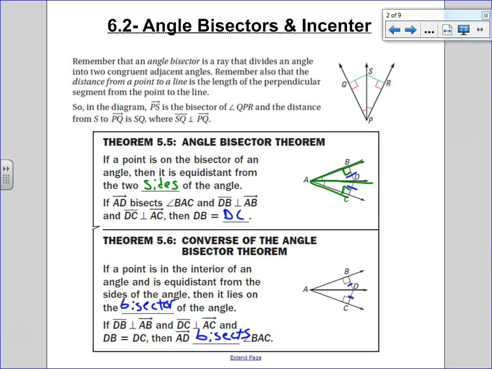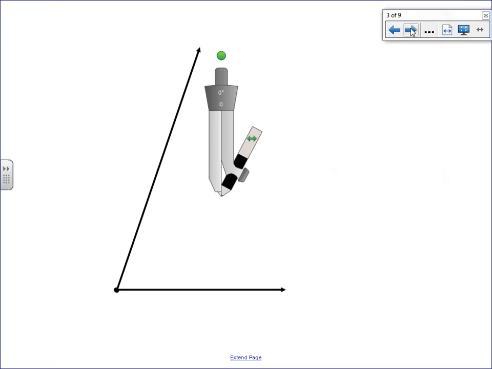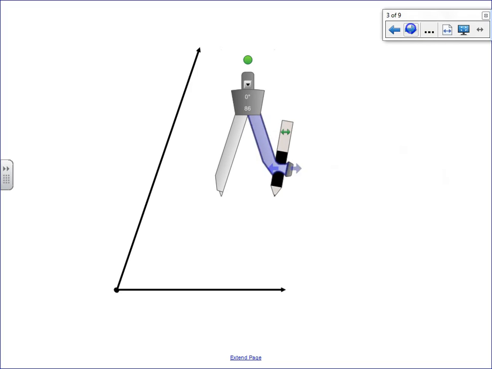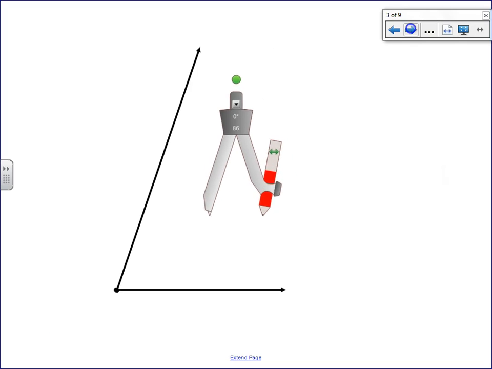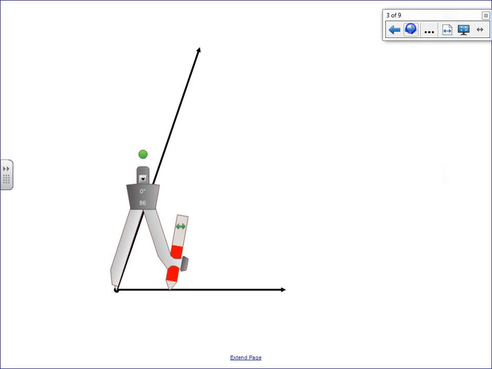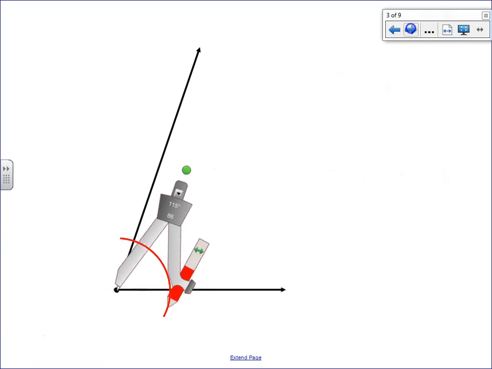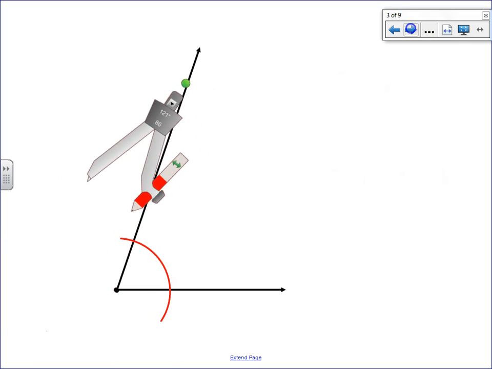Okay, so those are properties of the angle bisector that we'll work with. Let's now take a look at how we can construct this. If you have a compass handy, why don't you follow along? So if you've got an angle, any angle, it doesn't matter, let's put our compass point on the vertex of the angle and just make an arc. Make an arc that intersects both rays of the angle.